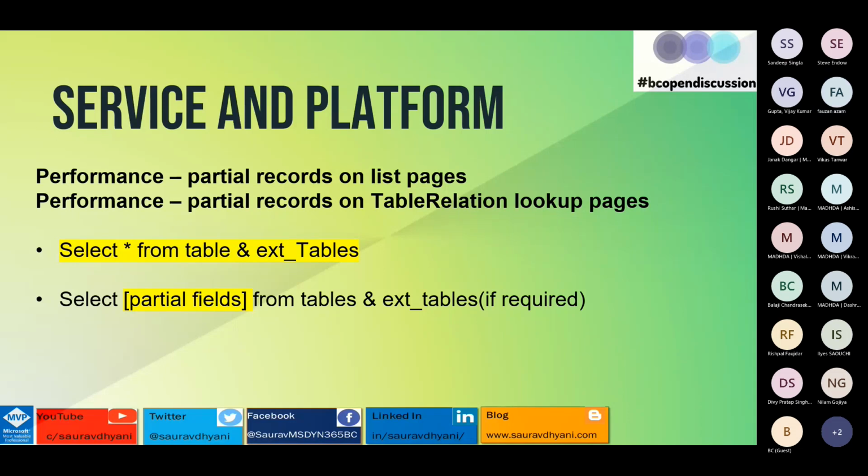All right. In the same way, like on list pages, the partial record is also working on the table relation, and it only selects those fields which are part of the lookup page that are defined on the table relation of your field. So I don't think we need a separate demo. But if there's a customer lookup where there are only 4 fields, it'll only fetch those 4 fields when you're trying to do a lookup on a page.